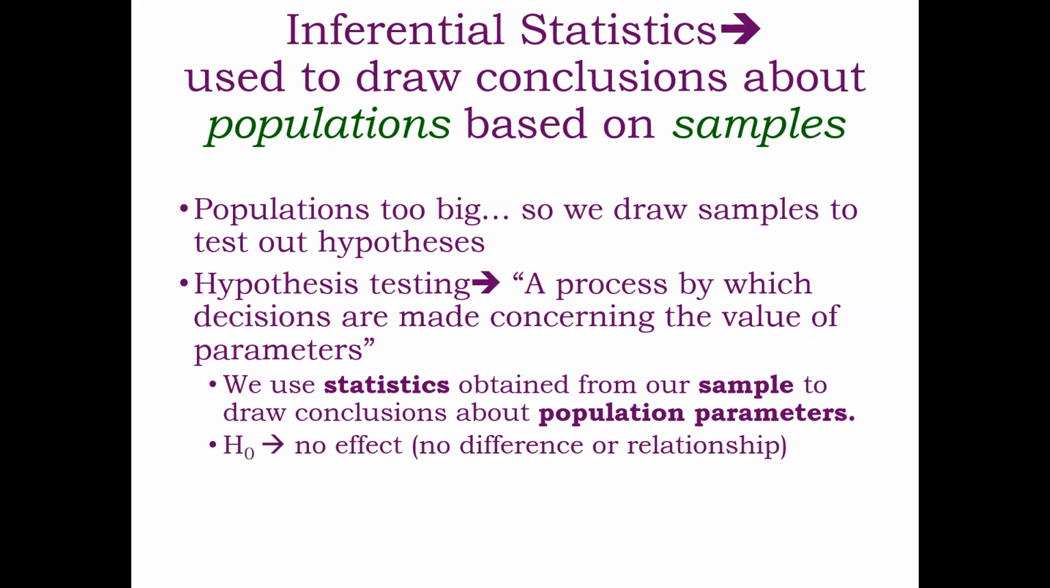H sub 0 is how we denote the null hypothesis, which is always of no effect, no difference, or no relationship. The null hypothesis will always have an equal sign in it. We denote the research or alternative hypothesis as H sub 1, or sometimes H sub A for alternative. This is what the researcher believes is the case.